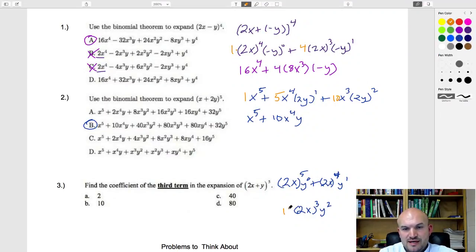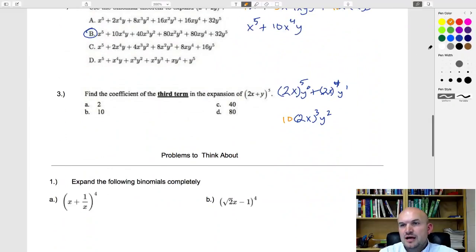You could also confirm that on the binomial expansion, or Pascal's triangle, I'm sorry. 2x cubed is going to be 2 times 2 times 2, which is 8, times 10, which would be 80. X cubed, y squared. They're just looking for the coefficient. You can see 80 right here. And so there you go.